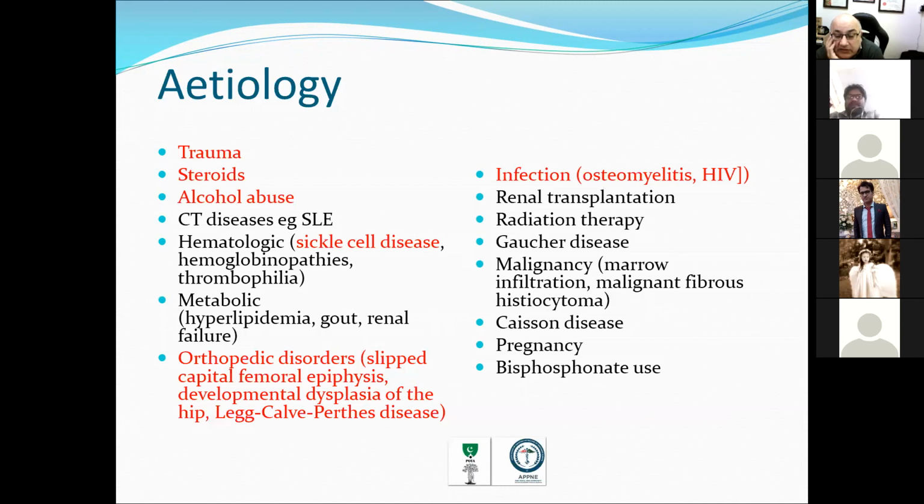Sir, I have a question, sir. Yeah. Excuse me, sir? Yeah. Sir, you said that bisphosphonate is, maybe the cause of AVN. But regarding bisphosphonate use, sir, why is it advised in the first stages of AVN, bisphosphonate is advised, sir.